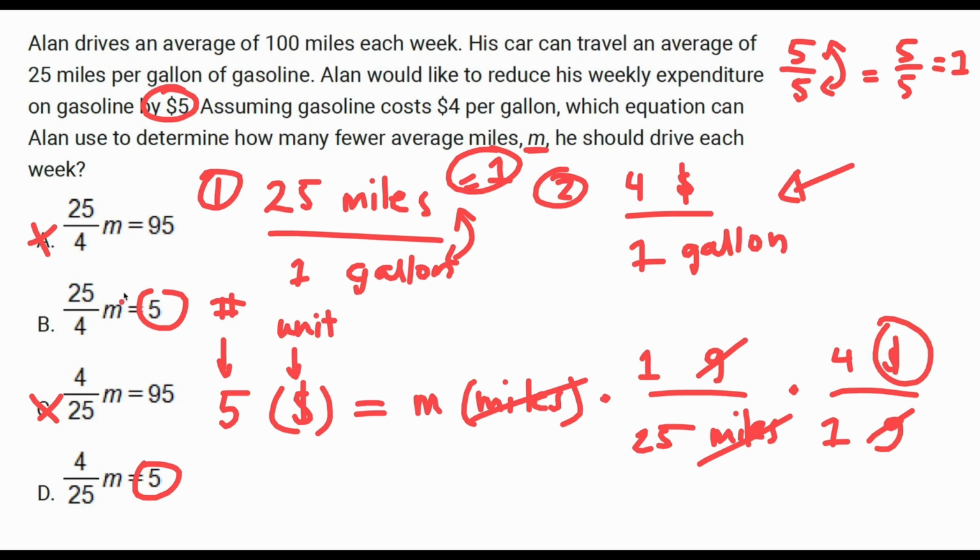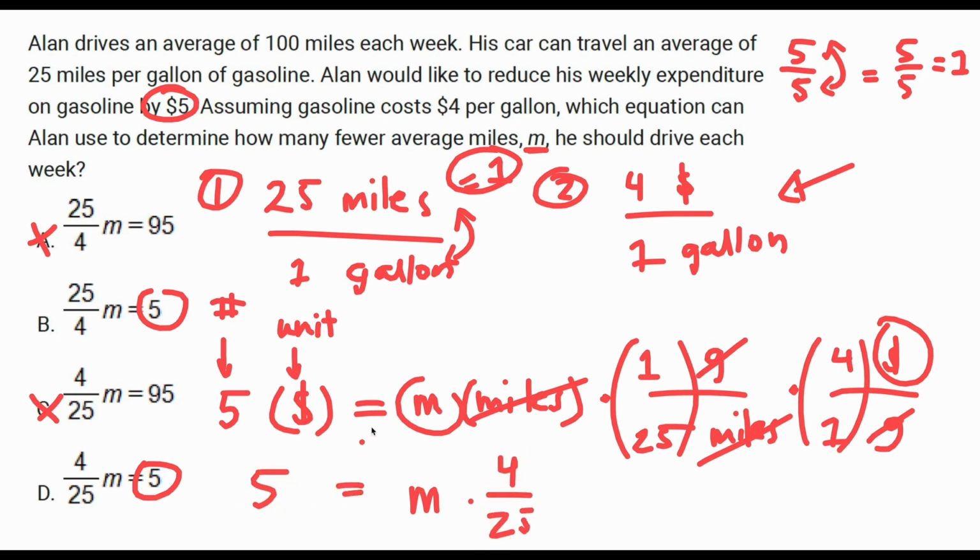Now you can see that based on the units, all they really want us to do is simplify these fractions. So we basically have the 1 over 25 and the 4 over 1. So this is just going to simplify to m times 4 over 25 equals 5, because now we can just ignore all the units because we double checked that they work out to just dollars on both sides. And so now we can see that the answer clearly has to be D. 5 equals m times 4 over 25. That's the same as this one, just flip sides. And so that's our final answer for the hard problem.